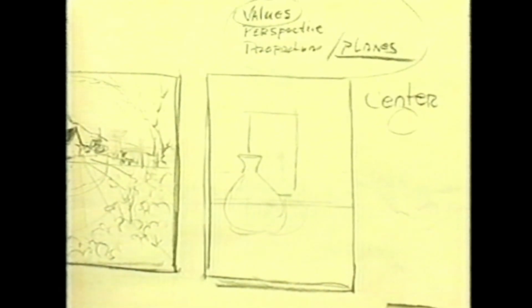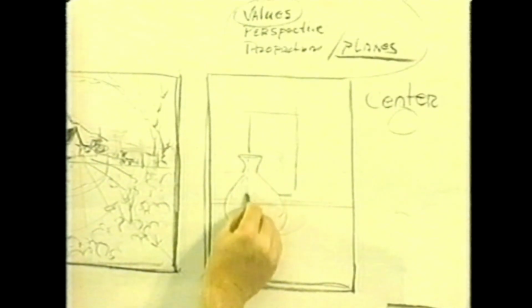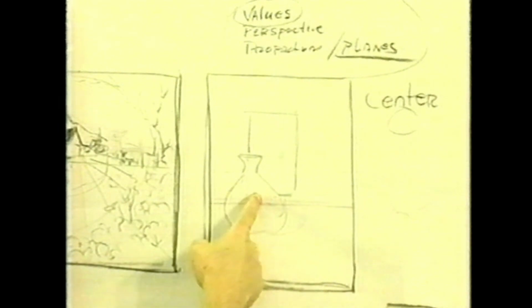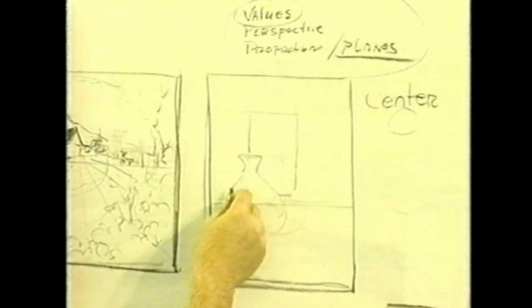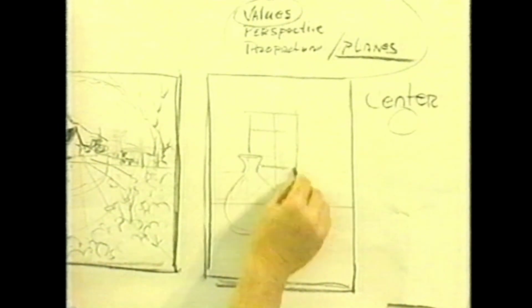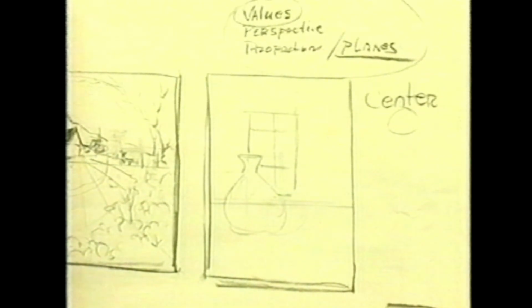But look what I did with the window. I overlapped the base. So that makes the space more interesting. Okay, so now we have the window with some window panes. Now it's getting a little more interesting. Our eye is staying a little bit more into the painting.